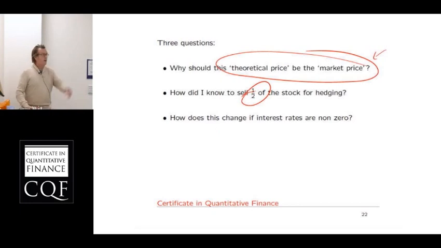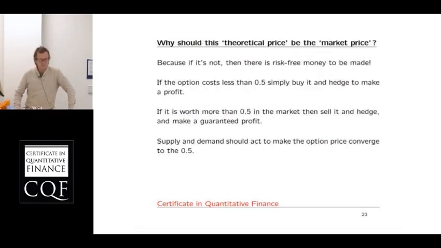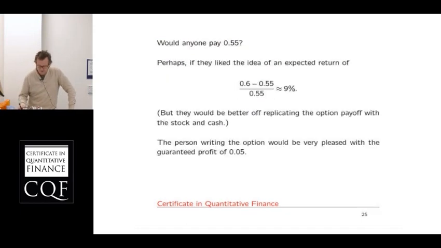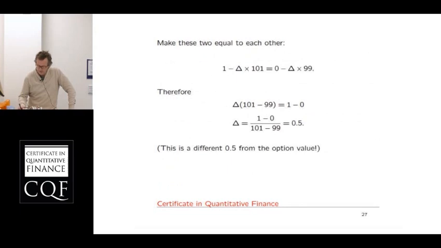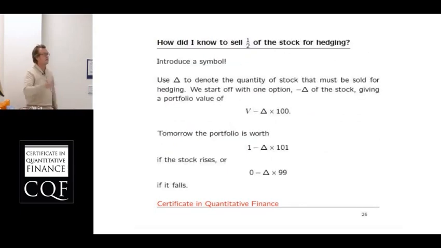How did I know to sell 1/2 of the underlying? Other than I've done this lecture far too many times. So the way we do it is like this. I'm going to introduce our first symbol. Here we go, delta. And it's called delta hedging. I'm going to set up a portfolio that's got the option with the value V, selling short delta of the underlying with a value of 100.